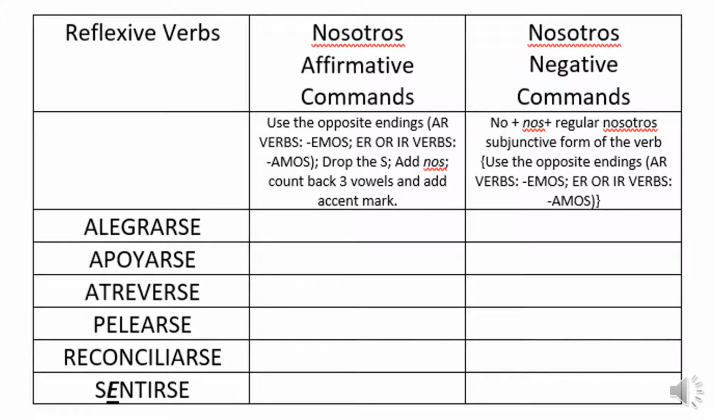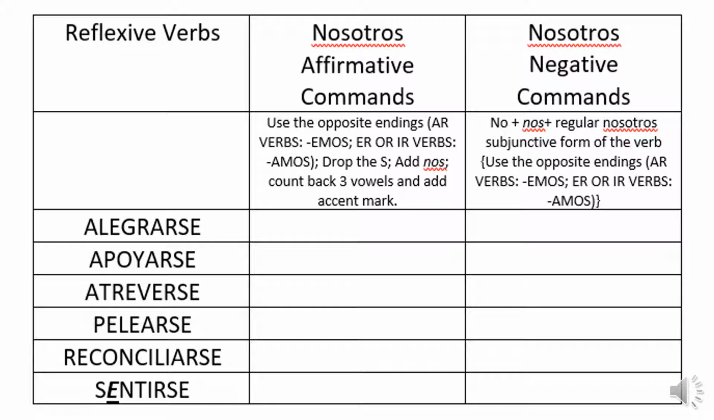The first page of your papers is looking at reflexive verbs, and we did Nosotros affirmative commands and negative commands with reflexive verbs yesterday. So to form the affirmative command, you have to do a couple of things. You use the opposite ending, drop the S, add nos, and then you have to count back 3 vowels. Be careful, it's not 3 letters, it's 3 vowels, and add an accent mark.